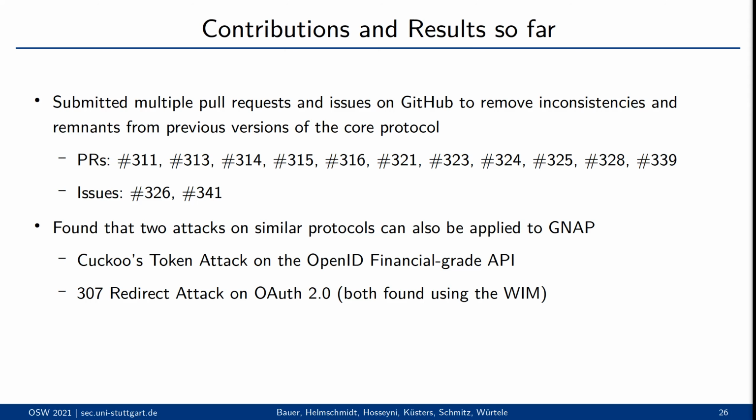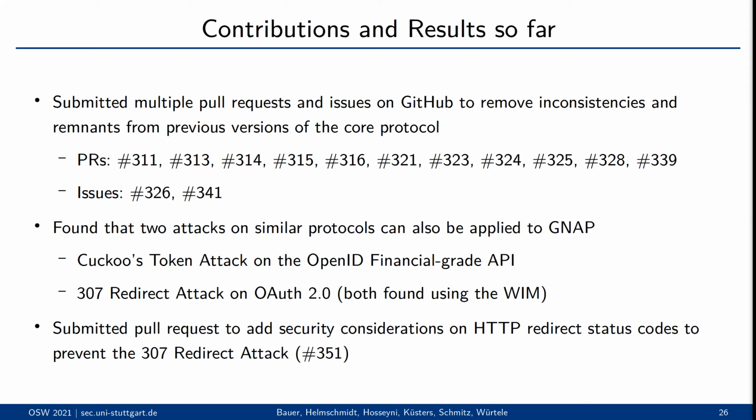Namely, those are Cuckoo's token attack on the OpenID financial grade API and the 307 redirect attack on OAuth 2.0, which both have been found using the WIM as we've just seen. And then I also submitted a pull request to add security considerations on HTTP redirect status codes in order to prevent the 307 redirect attack.